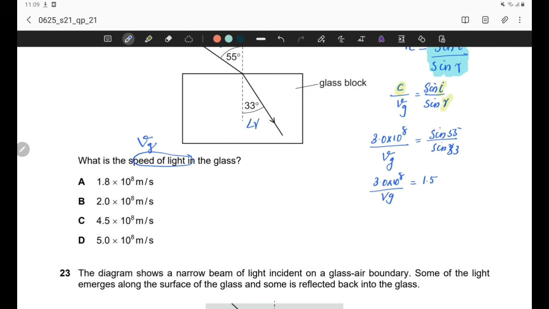In order to calculate Vg, make Vg the subject, or you can take Vg to the right hand side and take 1.5 to the left hand side. So you will get Vg is 3 × 10 to the power 8 over 1.5. So the correct answer is 2 × 10 to the power 8 meters per second. Therefore, the correct answer is option B.